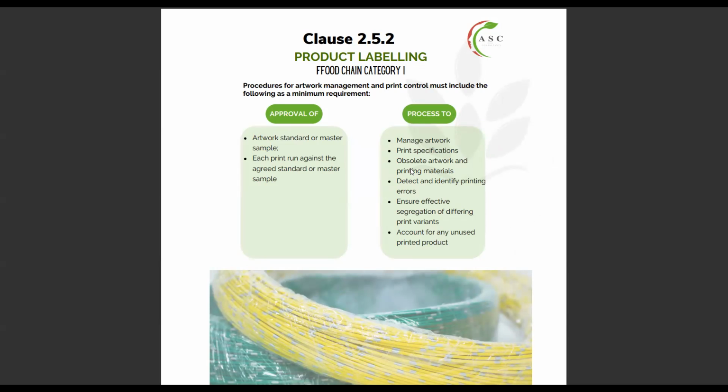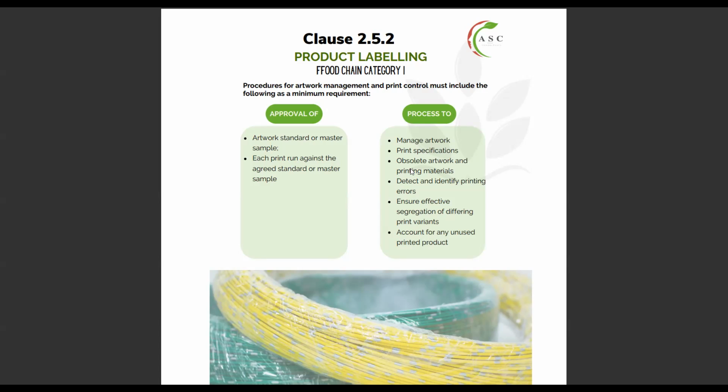For those of you in the packaging, food packaging field, you'd understand exactly what we mean by a master sample. Then the process to manage changes to artwork and print specification and to manage obsolete artwork and printing material shall be addressed as part of the procedure. Okay, then also there must be approval that is mentioned in your procedure of each print run against the agreed standard or master sample. So your procedure must also take that into account.